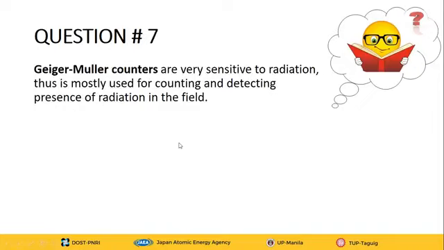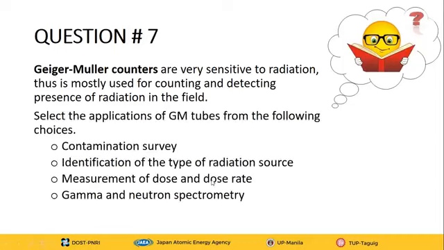And then for Geiger-Müller counters, question number 7. GM counters are very sensitive to radiation and are mostly used for counting and detecting presence of radiation in the field. So select the applications of GM tubes from the following choices. Write your answers in the given space on your Canvas account.